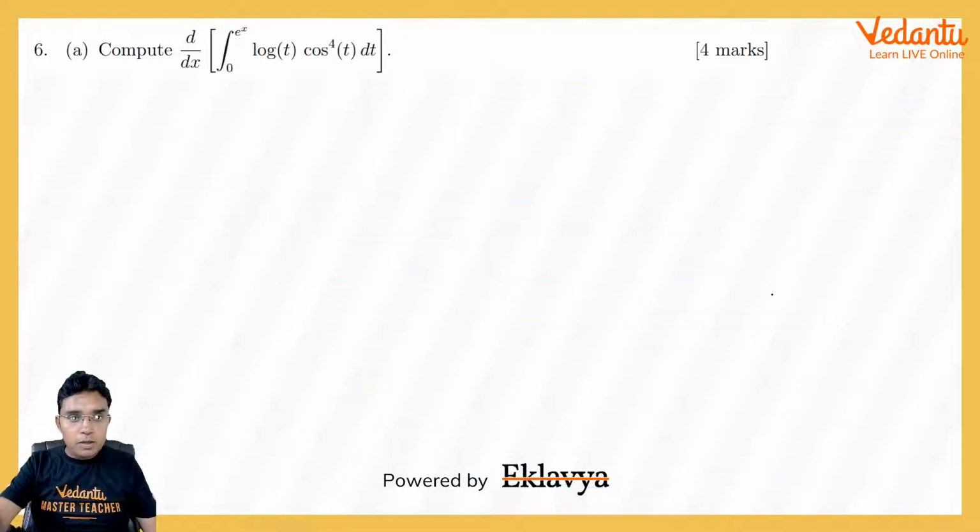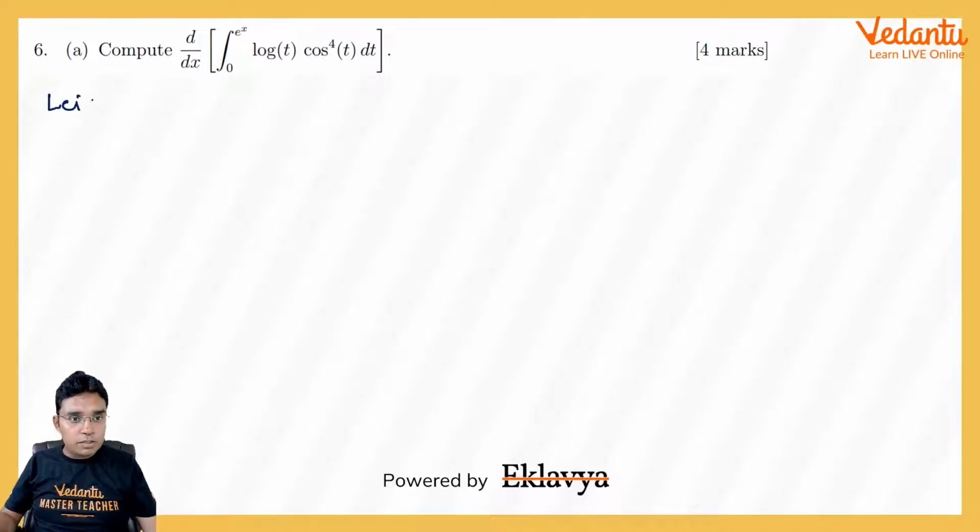Okay. Now coming to the next question, that is 6a. We have to find the differentiation, d upon dx of the integral from 0 to e^x of log t cos power 4t dt. Now to do this question, I think we have a direct Leibniz rule.